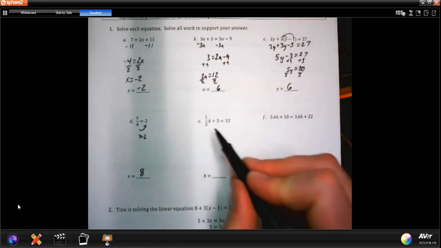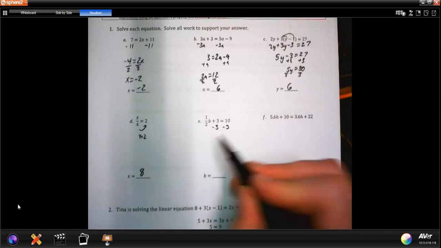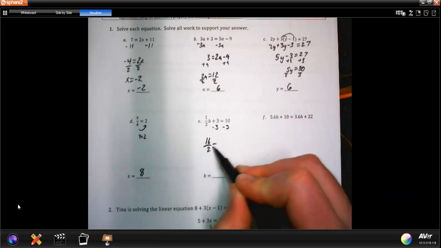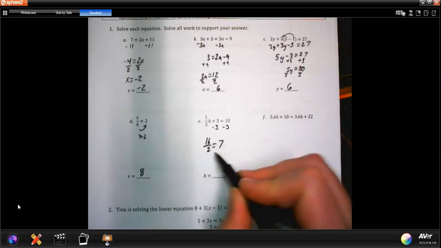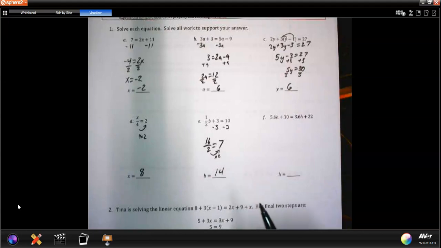Okay, here's another one, right? So we're going to have this plus 3. I'm going to minus 3 from both sides. And then I'm going to have b divided by 2 equals 7. The opposite of dividing by 2 is multiplying by 2. So we're going to get b equals 7 times 2, which is 14.